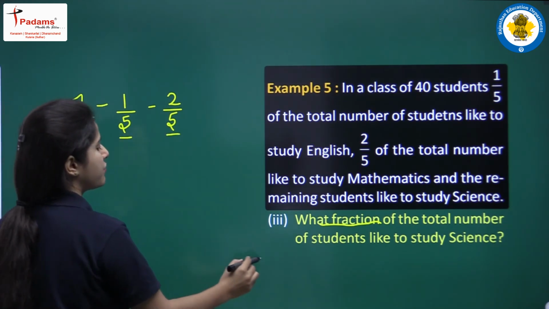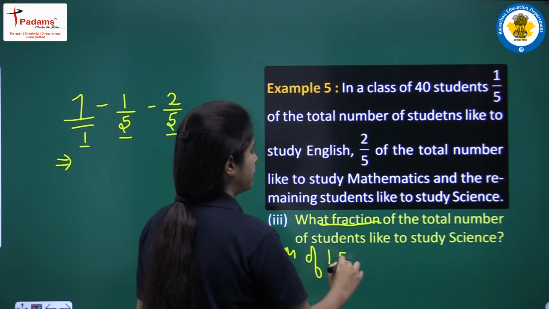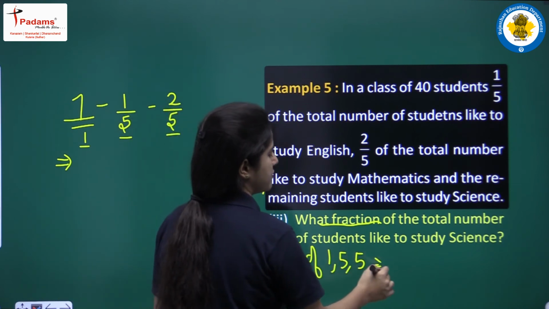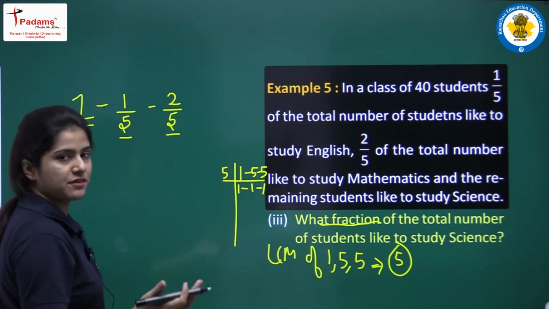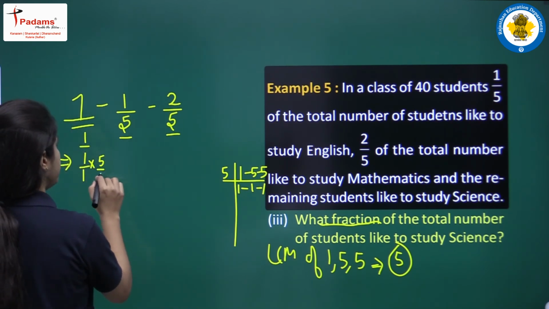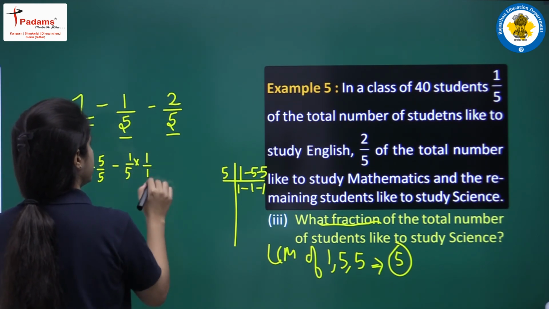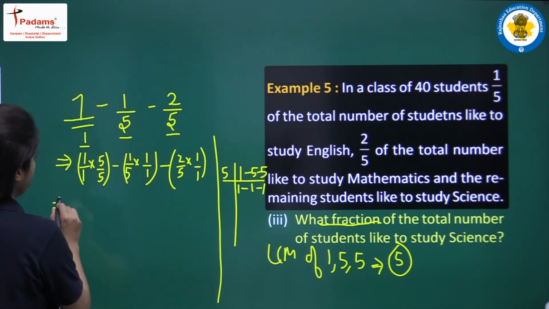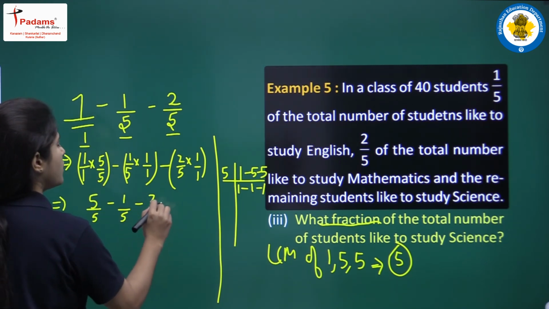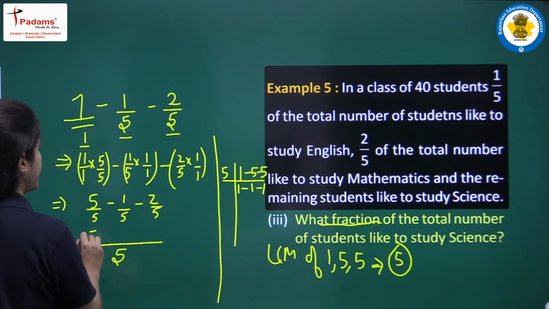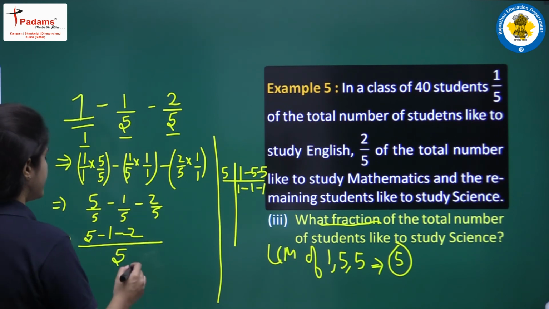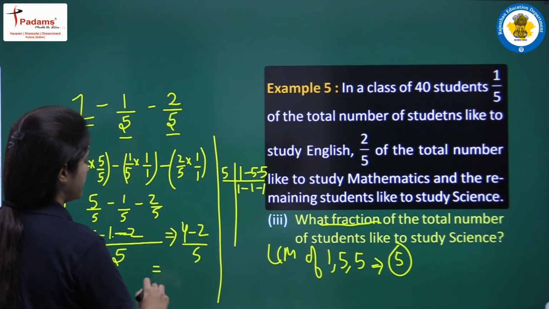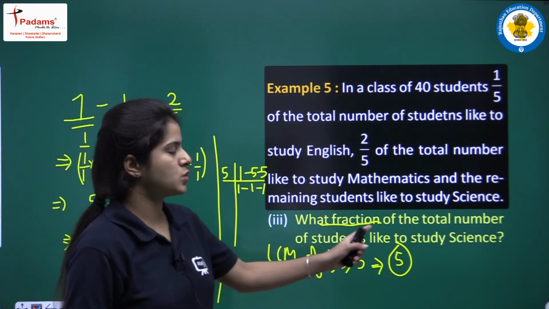So we will take the LCM of 1, 5 and 5, that is 5. We have to make the denominators of all these three equal to 5. So 1 upon 1 into 5 upon 5 minus 1 upon 5 minus 2 upon 5, that is 5 upon 5 minus 1 upon 5 minus 2 upon 5. Having the same denominator 5, the numerator is 5 minus 1 minus 2. 5 minus 1 is equal to 4, 4 minus 2 is equal to 2. So 2 upon 5 of the total students like to study science.